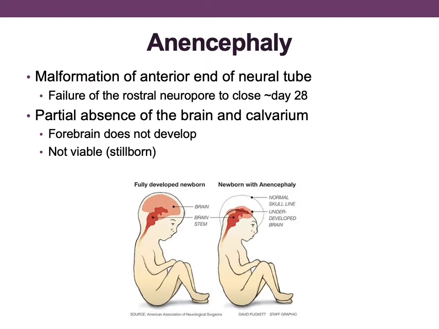When all the neural folds fuse, it creates a tube with an opening at each end. There's a rostral end and a caudal end. Failure of the rostral neuropore to close on day 28 will cause partial absence of the brain in the calvarium. The forebrain will not develop, and the baby is not viable.